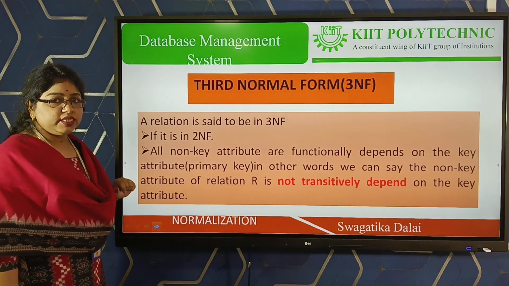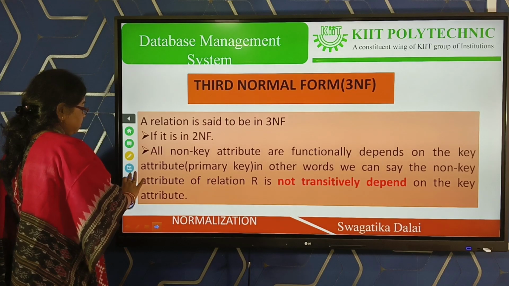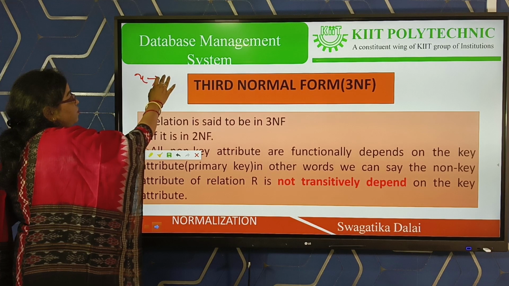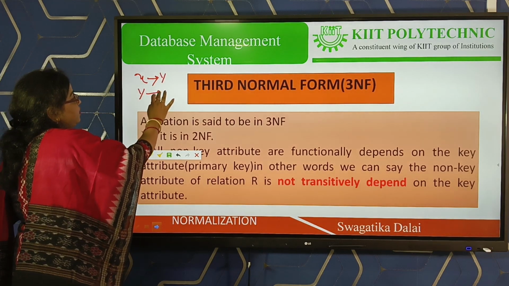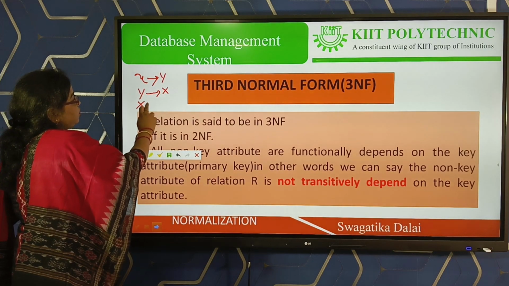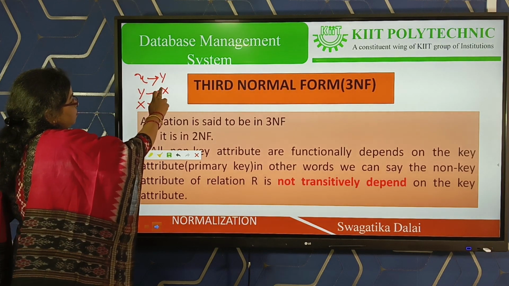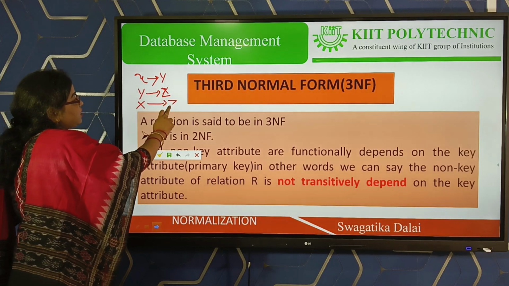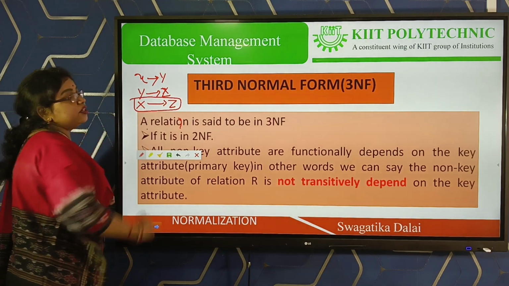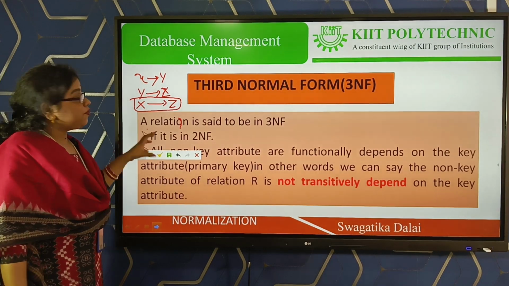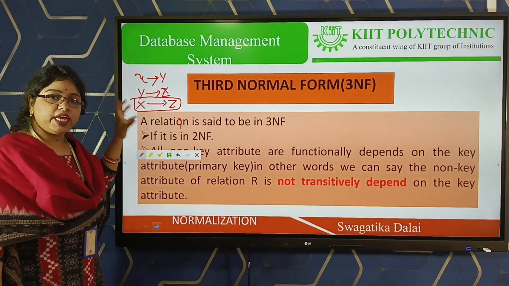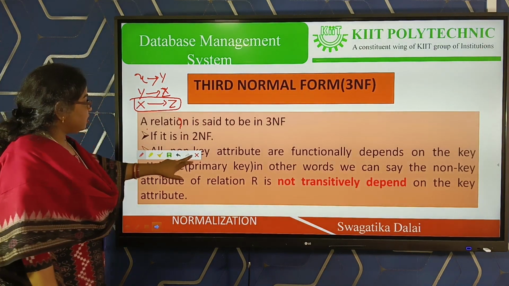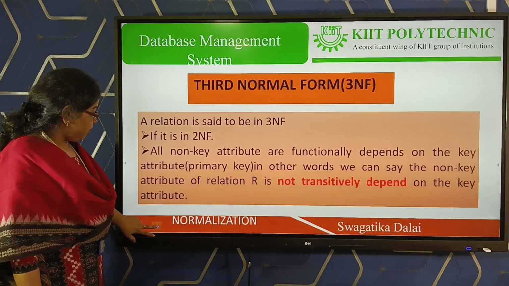So what is transitive dependency? If x determines y and y determines z, then x determines z. This is known as transitive dependency. If this type of situation occurs in the table, then the table is not in 3NF. We can better understand it by taking an example in the next slide.